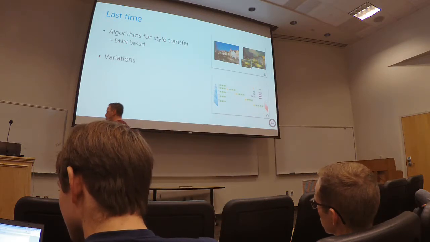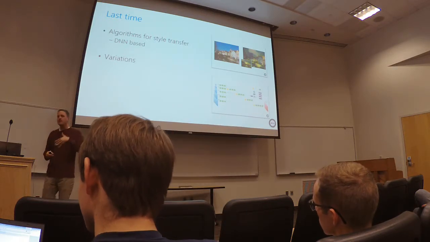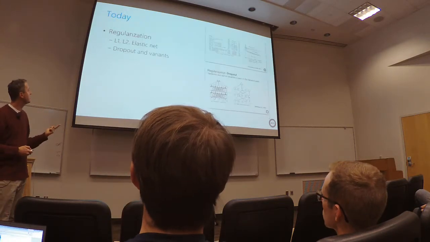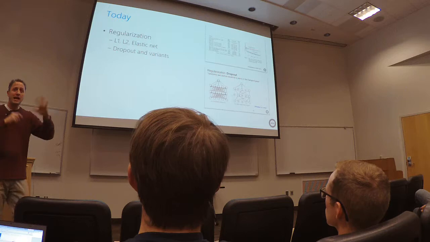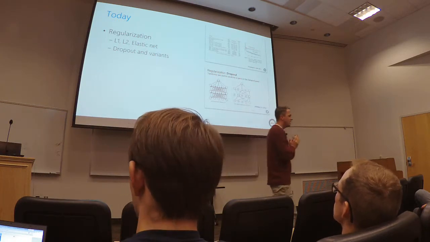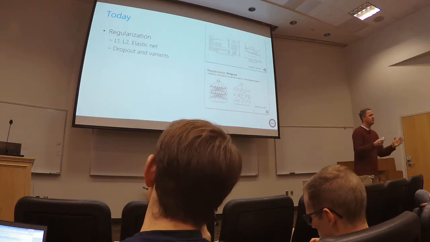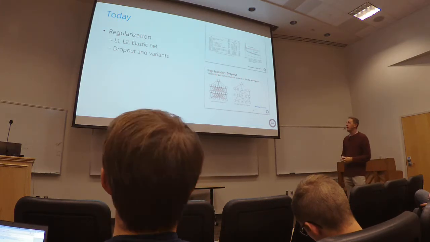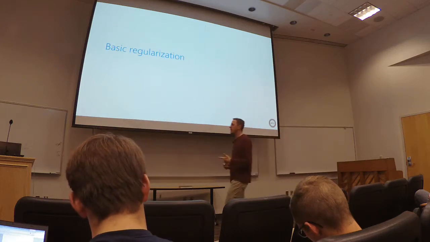Now there's a different way to think about getting the network to do what we want it to do, and that's regularization. So we're going to talk about that today. We're going to talk about classic regularization, from a statistical learning theory perspective. We'll only touch on that very briefly, and then we'll move on to more DNN-style regularization. We'll motivate that first by talking about overfitting.